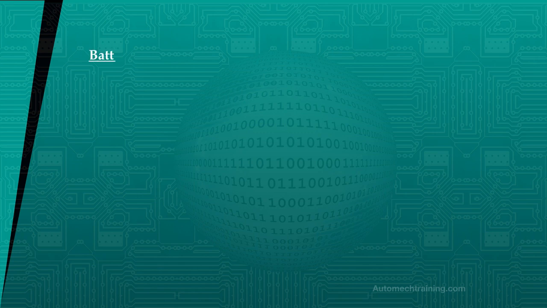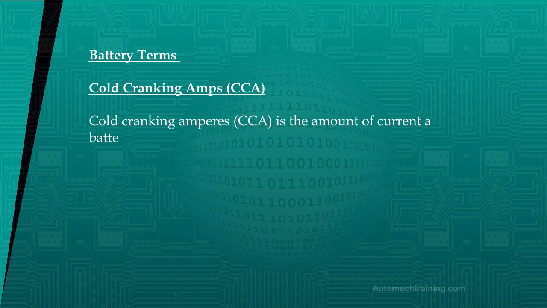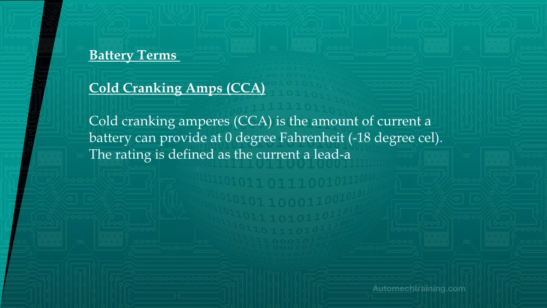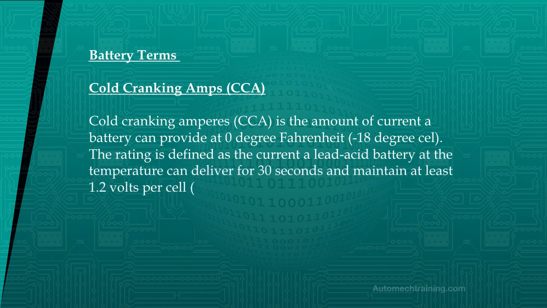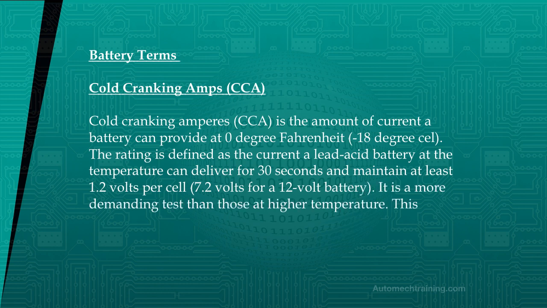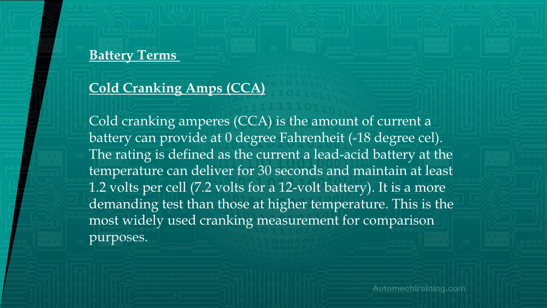Battery terms. Cold cranking amps, CCA. Cold cranking amperes, CCA, is the amount of current a battery can provide at 0 degrees Fahrenheit, minus 18 degrees Celsius. The rating is defined as the current a lead-acid battery at that temperature can deliver for 30 seconds and maintain at least 1.2 volts per cell, 7.2 volts for a 12-volt battery. It is a more demanding test than those at higher temperature. This is the most widely used cranking measurement for comparison purposes.